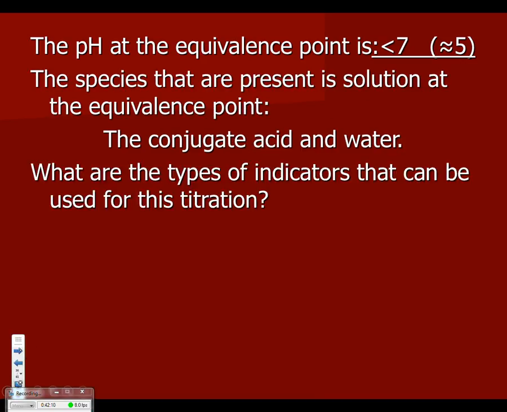Okay, conjugate acid and water. What are the types of indicators that can be used here? We have to find one in that range. What they'll usually do is give you a table of possible indicators. And you need to know that if I have a strong acid with a weak base, the pH at equivalence is going to be lower than 7, so I've got to have a pH indicator that changes lower than 7. If I have a strong base and weak acid, it's going to change above 7, so I need an indicator that's above 7. Phenolphthalein is probably a good one.